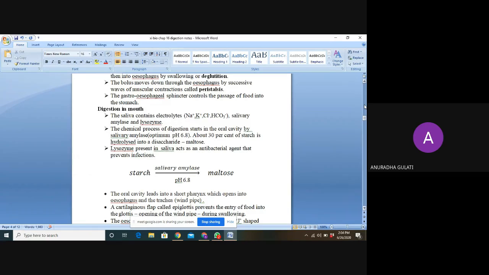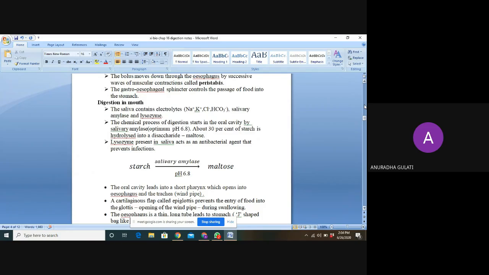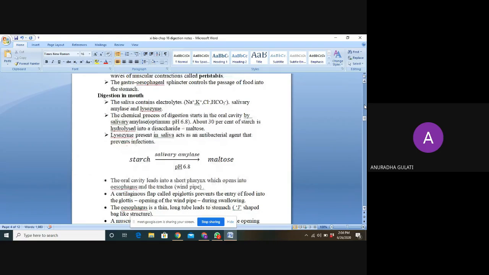The oral cavity, the mouth, opens into the pharynx, which opens into the esophagus and trachea. A common opening of the mouth, esophagus and trachea is the pharynx. And the cartilaginous flap called the epiglottis prevents the entry of food into the glottis, the opening of the windpipe, during swallowing.